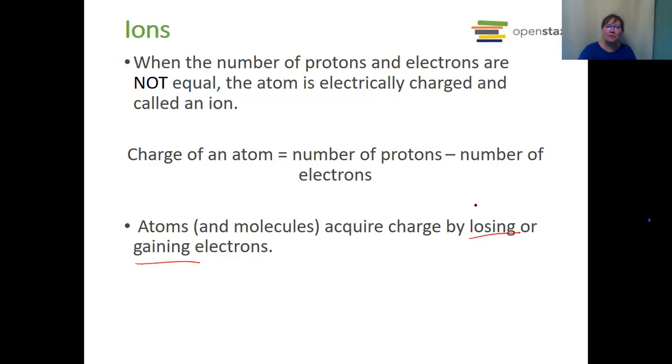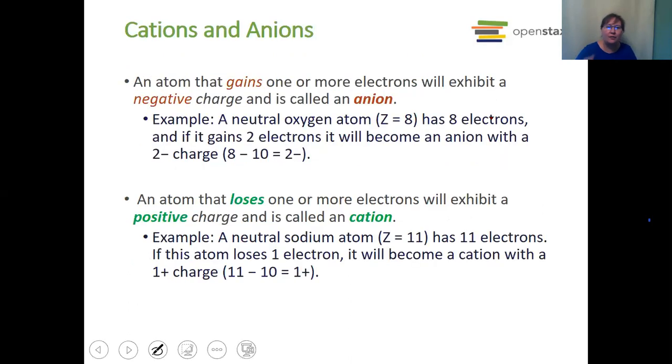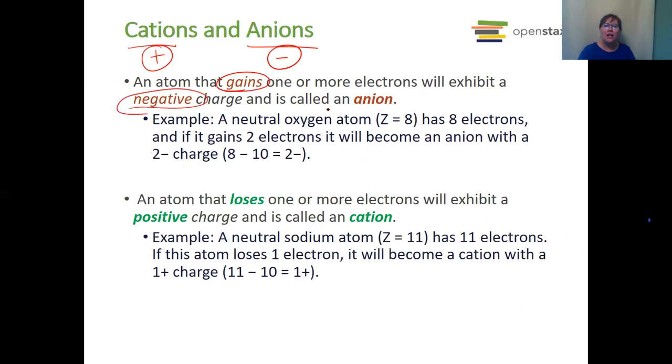Okay, so let's think about some different kinds of ions. So we have 2 different kinds of ions. We have cations and we have anions. And cations are positively charged and anions are negatively charged. Okay, so an atom that gains 1 or more electrons will have a negative charge, and it's called an anion. So oxygen becomes oxide by gaining 2 electrons. I'll show you that in just a minute.